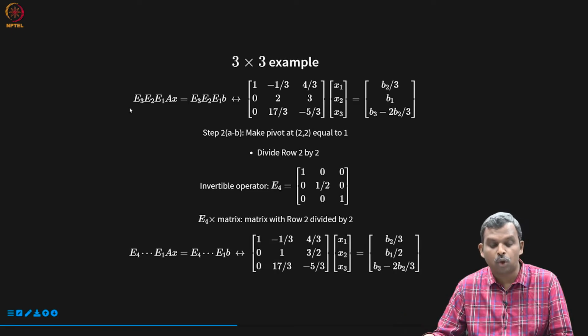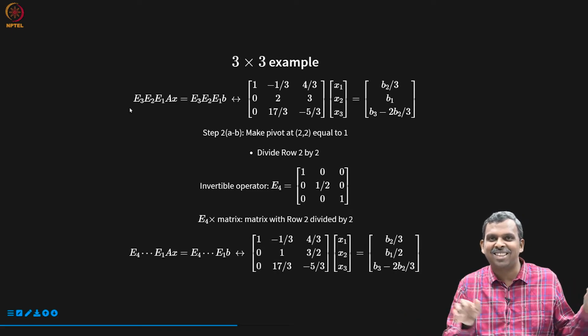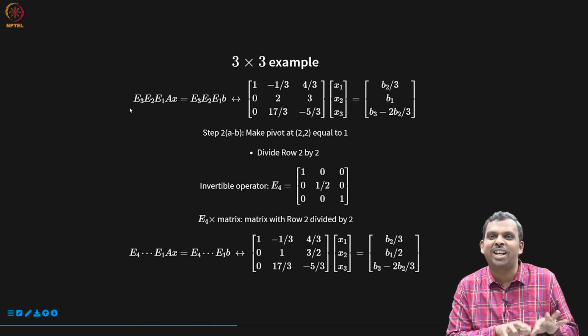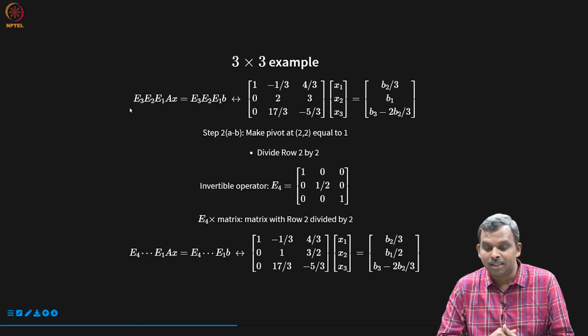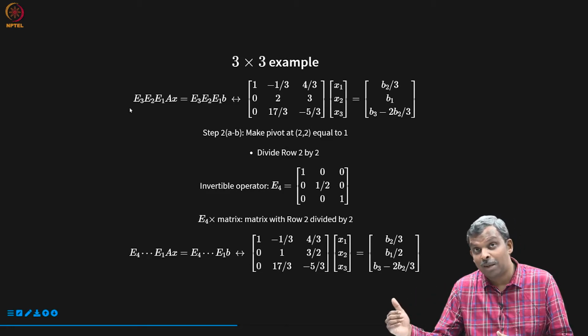Once I do E4, my operators are increasing in number, so I've just put the dot dot dot to indicate it's everything from E4 to E1. You multiply that, I get this nice looking thing, and remember same operator works on the right.